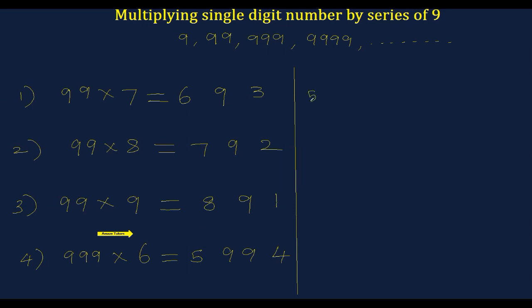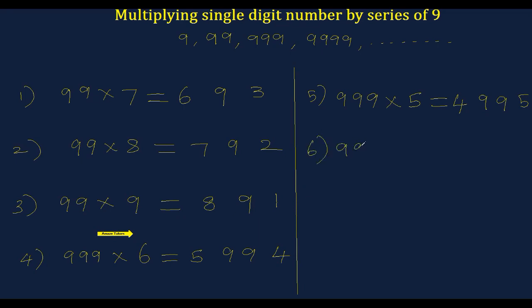Let's do some more. 999 by 5. Easy again. 9 5s are 45. Write 4 here as the first digit and 5 here because 9 5s are 45. How many 9s? 3 9s. So fill it with 2 9s in the middle. So 4995 is the answer. So this trick really works with any series of 9. And we are also able to finish it within 2 seconds.